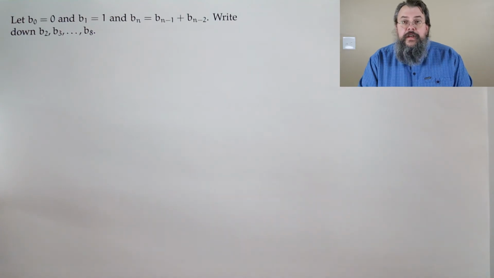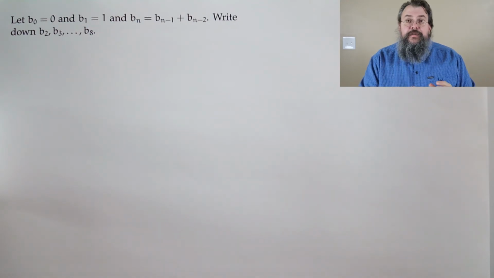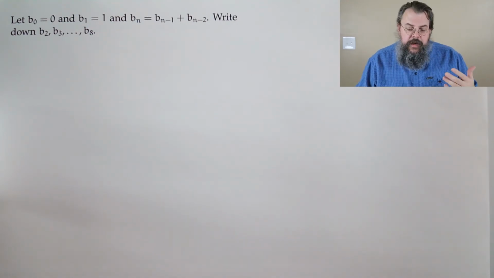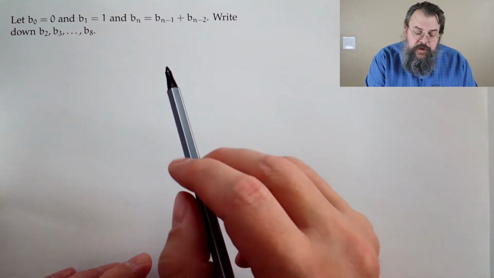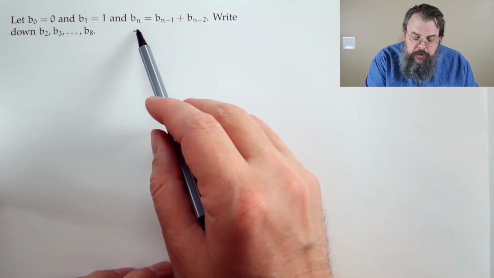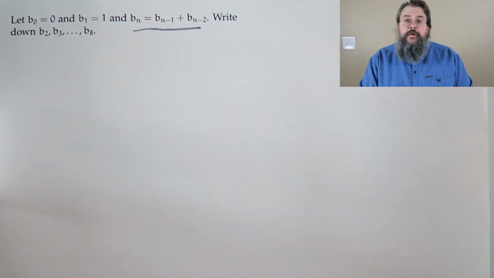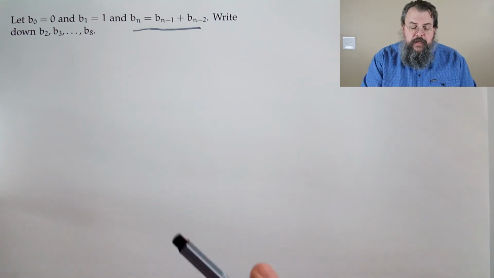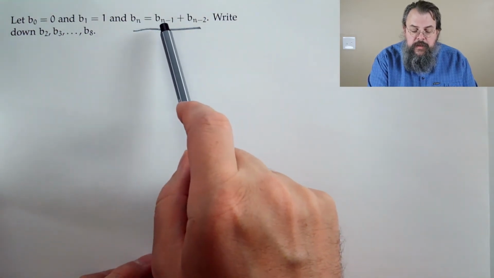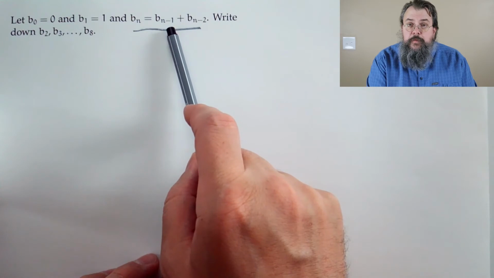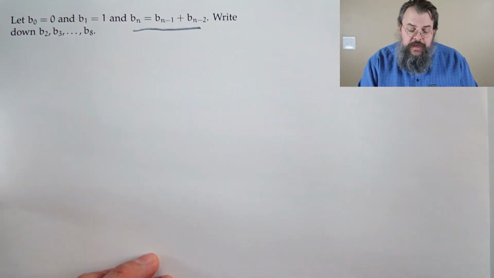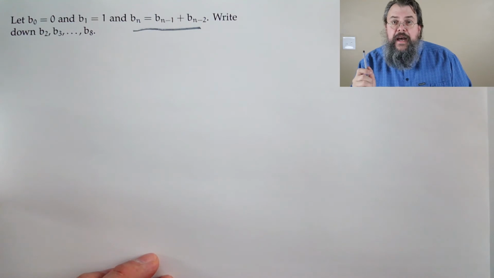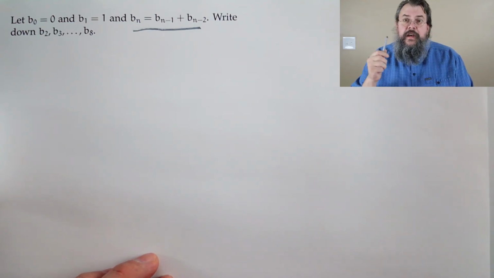Let B0 equal 0 and B1 equals 1. And B sub n is the sum of the previous 2. And the problem, all right, write down all the way up to 8. So this is a recursive, but notice it says, look, it's a little bit more interesting than before. Because it says, if I want to know my current term, I look at 1 and 2 back, right? Because if this is my current term, this minus 1 here says look at the one right before. The minus 2 says look at the one 2 back. So I have to look at both the previous and 2 back.